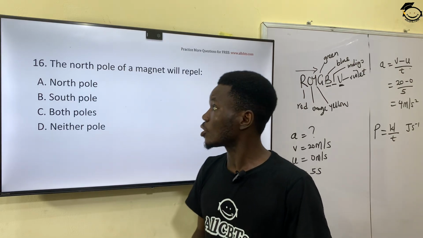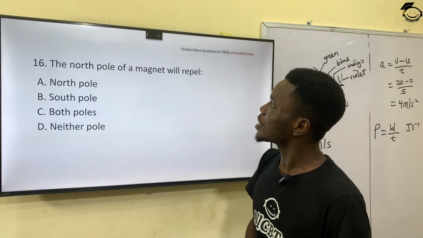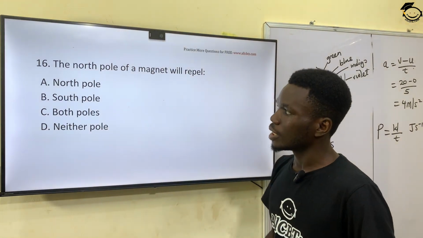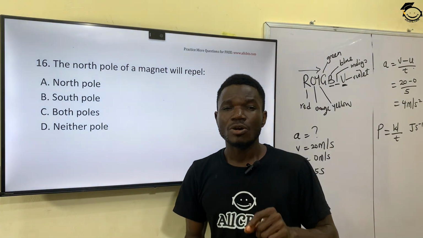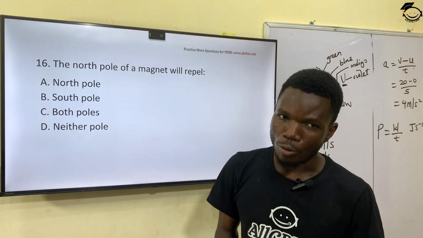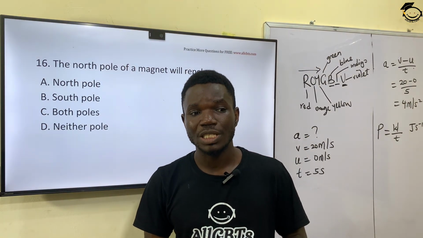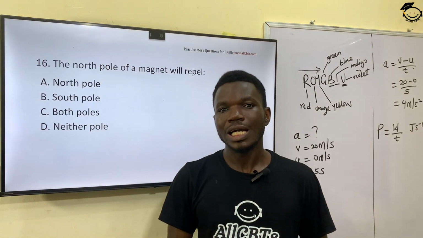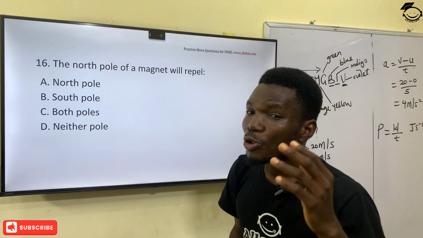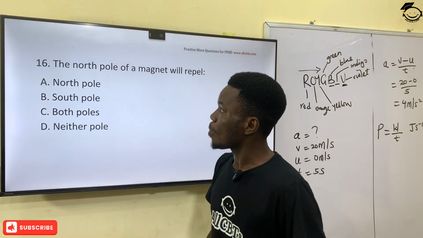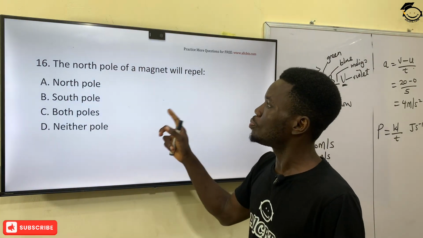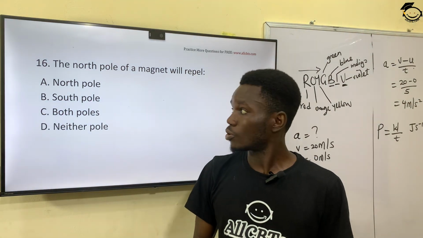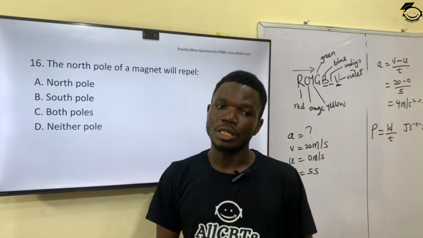Moving on to question number 16, which says the north pole of a magnet will repel dash. The north pole of a magnet will repel its like pole, because the law of magnetism states that like poles repel and unlike poles attract. So the north pole will only repel a north pole, which is option A. So the correct answer to this question is option A.